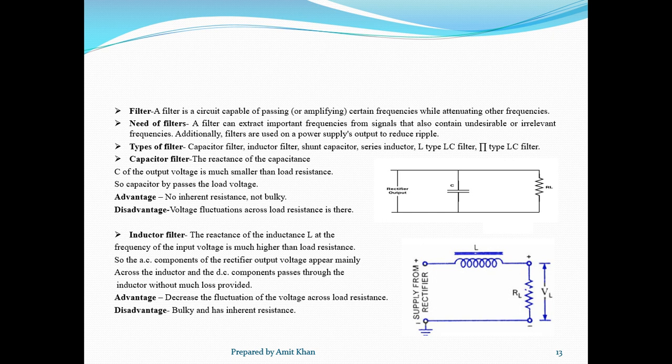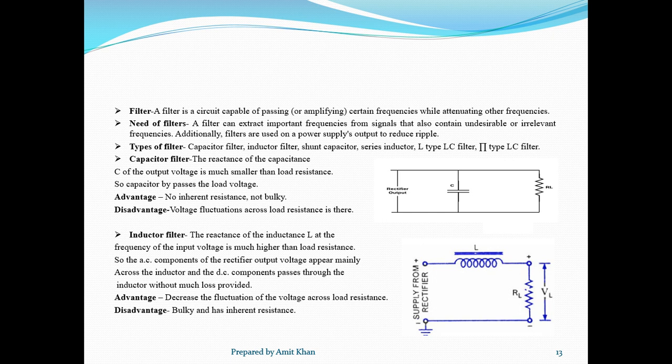Then comes inductor filter. You can see the inductance and resistance are connected in series. Here the reactance of the inductance L at the frequency of the input voltage is much higher than the load resistance. So the AC components of the rectifier output voltage appear mainly across the inductor. The DC components pass through the inductor without much loss.